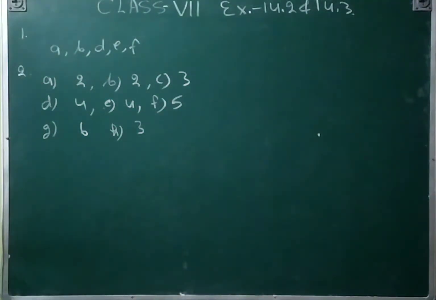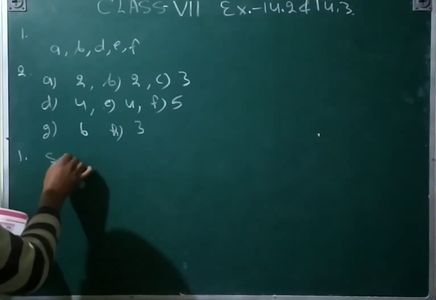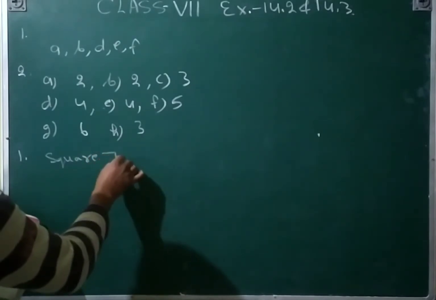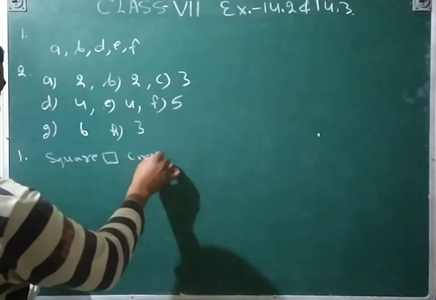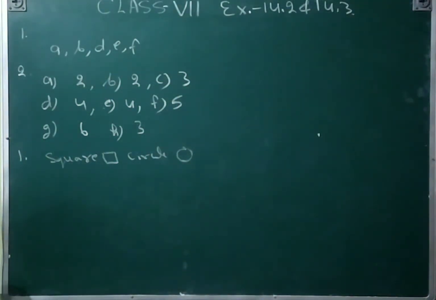And then exercise 14.3. Name any two figures that have both line symmetry. Very easy. That is a square like this, and a circle also. Circle has many more lines of symmetry. Draw, whether possible, a rough sketch of a triangle with both line of symmetry.